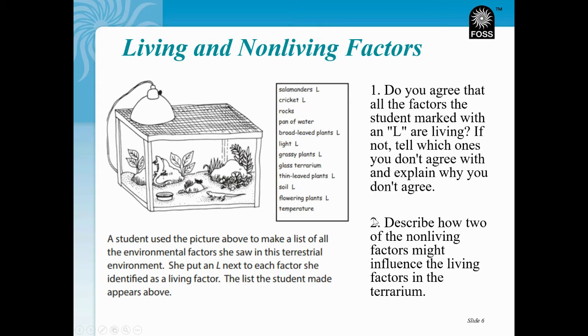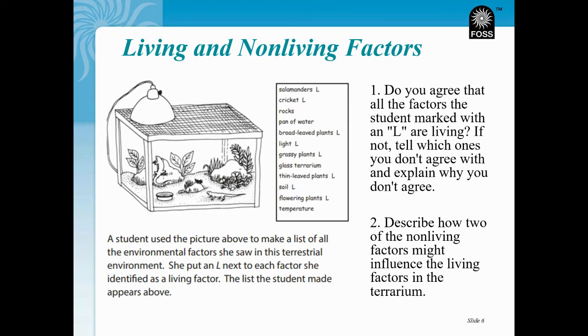I also loved your answers to question 2. Describe how 2 of the non-living factors might influence the living factors in the terrarium. Your answers included that the light gives warmth to the animals, but if it's too high, it might cause some of the plants and animals to be negatively affected. The soil will affect how plants grow. If the glass cover did not have holes, there would not be enough oxygen. All of these and many more were great answers.